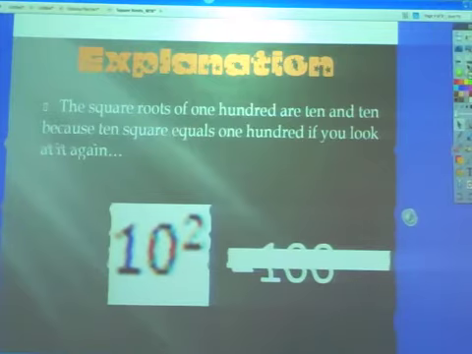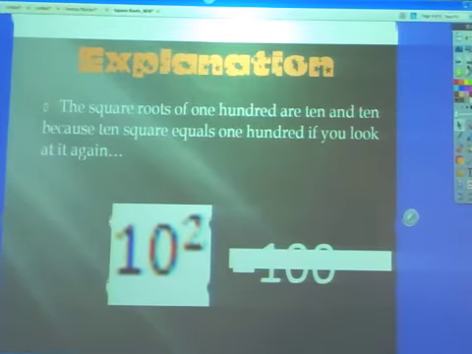Our explanation. The square roots of 100 are 10 and negative 10, because 10 squared equals 100, if you look at it again.